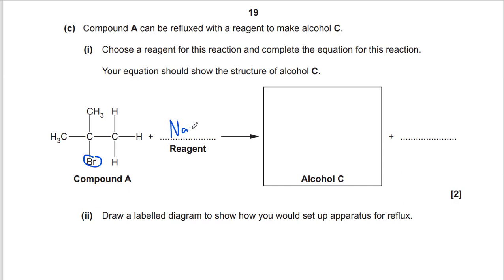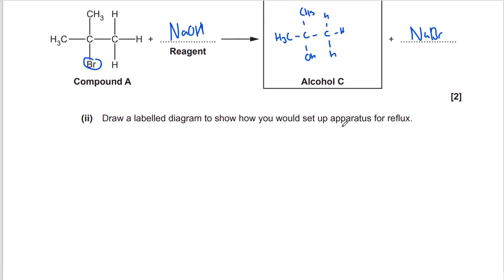So anything containing an OH minus, basically. So you would need NaOH or KOH or LiOH, or just OH minus would be enough. The alcohol is simply the exact same compound, but with the Br replaced, okay, because you've done a substitution reaction. And of course you would form NaBr as your product because the bromine would react with the sodium to form sodium bromide. Nice and straightforward, just hoping you can recognize a nucleophilic substitution reaction.